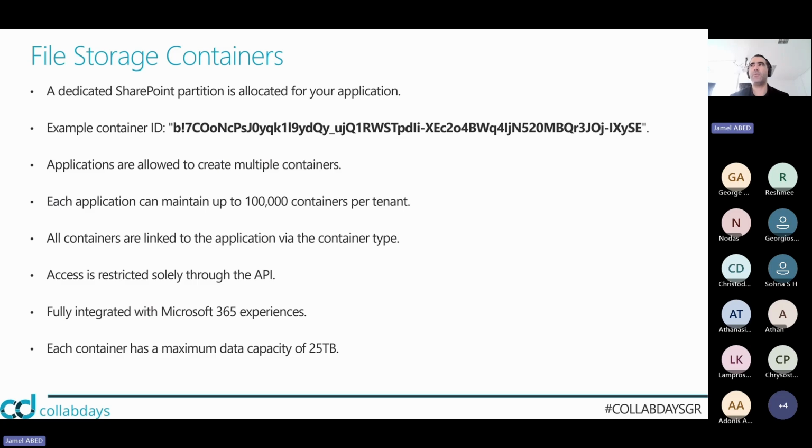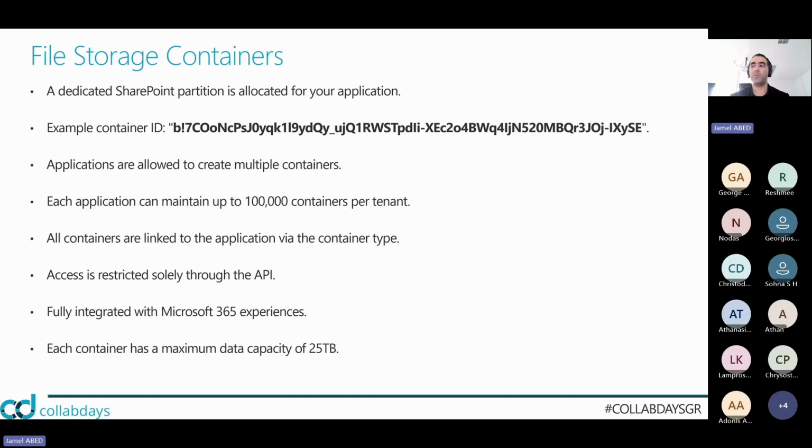For example, if you want to develop an application like Loop, Loop is developed by Microsoft and it's used by many consumer tenants. So for each consumer tenant, if you have an application like Loop, you can create up to 100,000 containers for each consumer tenant. And all the containers are linked to the container type. And to access all the containers, we use Graph API. And it's fully integrated with your Microsoft 365 experience.